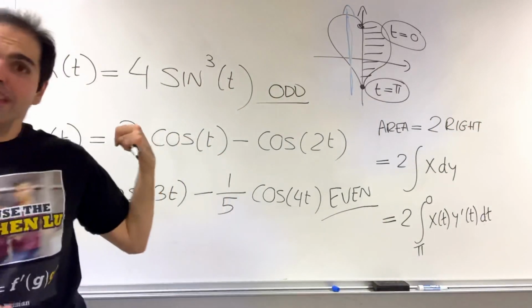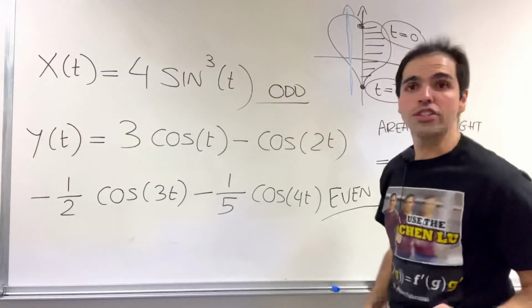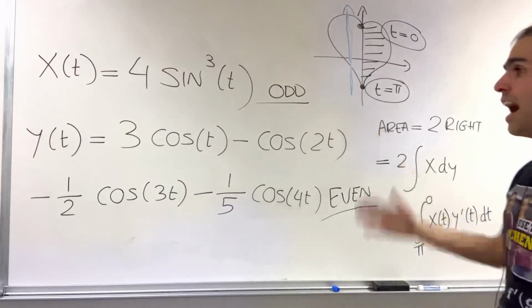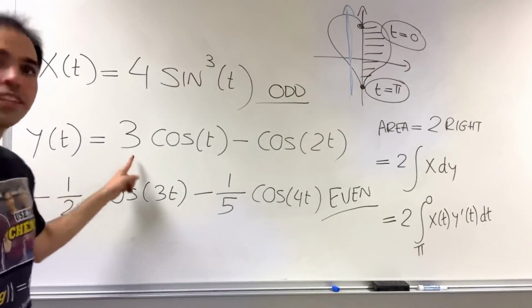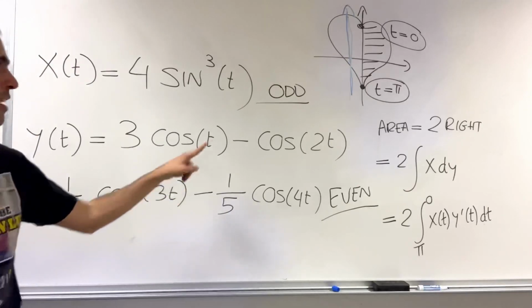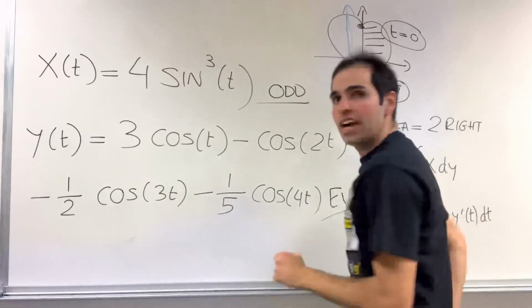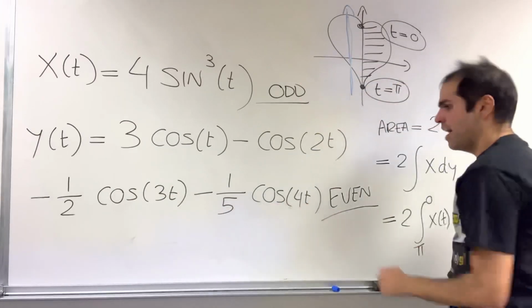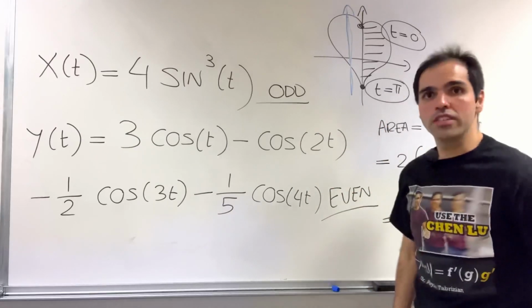Okay, so in this case, what we need to do is calculate x, which is 4 sine cubed t, times y prime, but by the chain rule, this is minus 3 sine t plus 2 sine of 2t plus 3/2 sine of 3t and plus 4/5 sine of 5t, which then turns into the following.